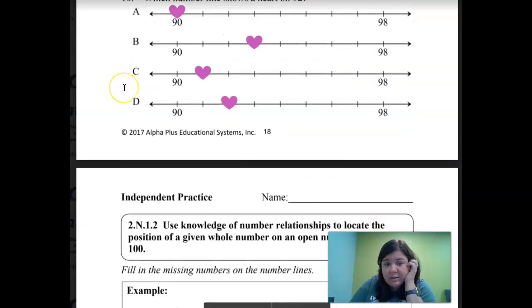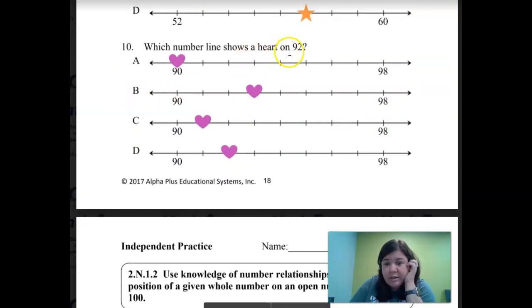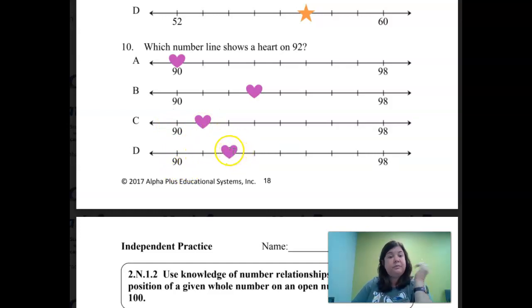Okay, let's look at the hearts. Which one shows on 92? So we have 90 and 98. Well, I wouldn't want to count backwards on this because I know that 92 is closer to 90 than 98. So this first heart is on 90. This third heart is on 90, 91, 92, 93. So that's the number they want. 90, 91. That's not what we're looking for. So it's got to be this one, 90, 91, 92. Did you get D for this?